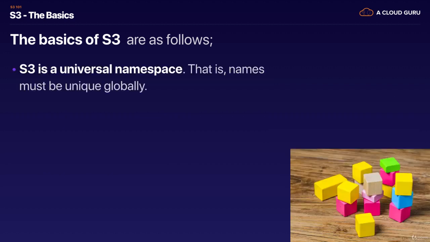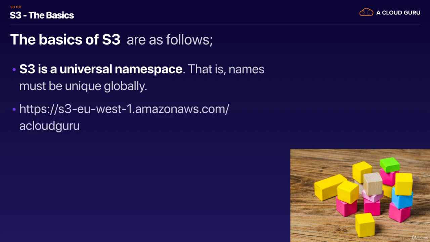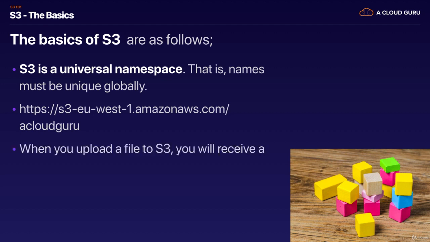Now, the thing about buckets is that S3 is essentially a universal namespace. So buckets must be unique globally. And the reason for that is when you create a bucket, it's going to get a web address. So it's going to look exactly like this. It's going to say S3, then a hyphen, and then the region in which the bucket is, then dot amazonaws.com, and then a slash and the bucket name, so a cloud guru. And so that's why the buckets need to be unique. Two people cannot have the same name because there's only one web address available. So you have to make sure your bucket names are unique.